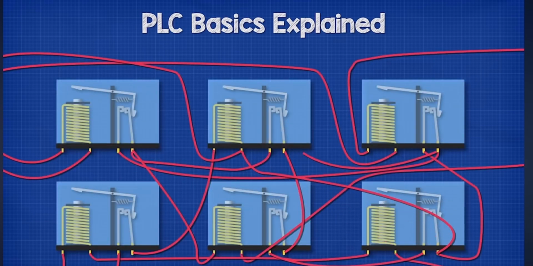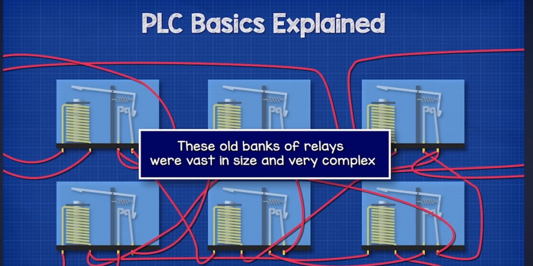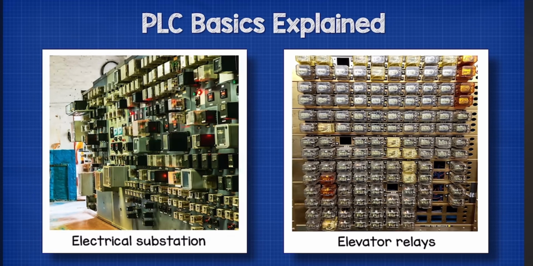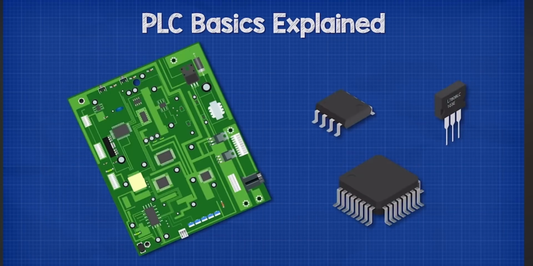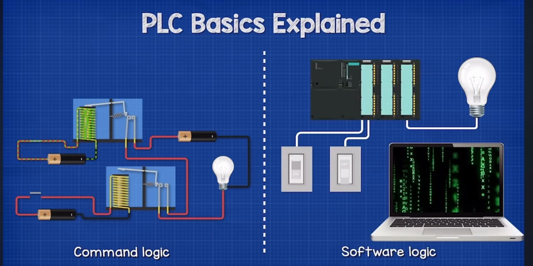To change the operation, the physical wiring had to be changed. So the physical connections had to be altered. If a different response was ever required, these old banks of relays were vast in size and very complex. This is an example of an elevator relay bank, and this is a relay bank from an old electrical substation. As you can imagine, these are not going to be easy to change, and finding faults can be difficult and very time-consuming. With the invention of solid-state electronics and microchips, the command logic part of the banks of relays could be replaced with software logic, and so PLCs quickly took over.